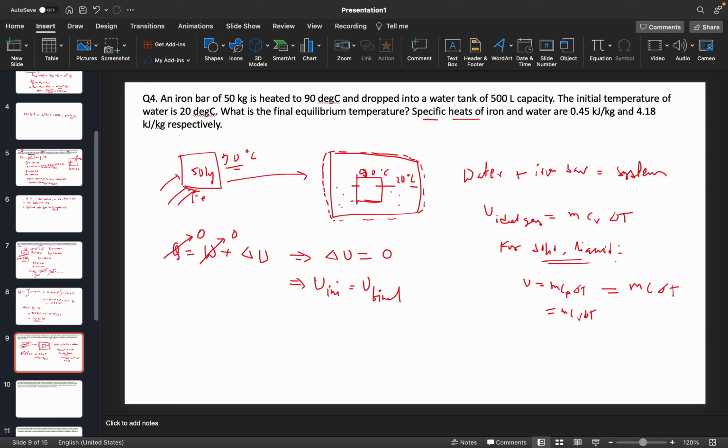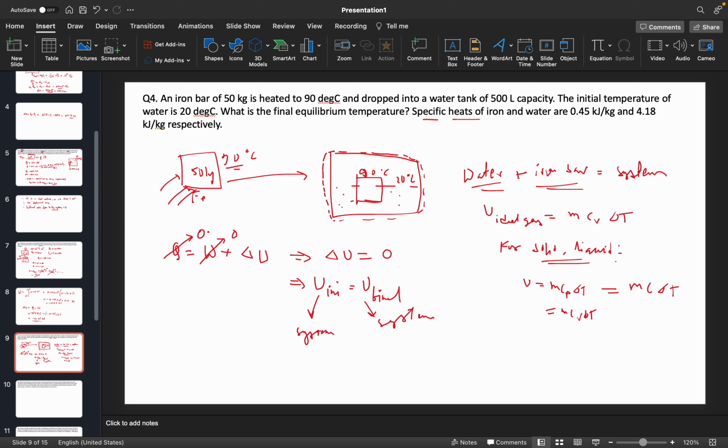Now, U of what? U of the system. And what is my system? My system is both the iron bar plus water. That means the initial internal energy of iron and water combined will be equal to the final internal energy of iron and water combined. I'm repeating it again: we already know how to solve this equation, but how it came from the first law of thermodynamics is what we are dealing with in detail. Otherwise you can directly say heat loss is equal to heat gain. This is a basic 10th level question for you.